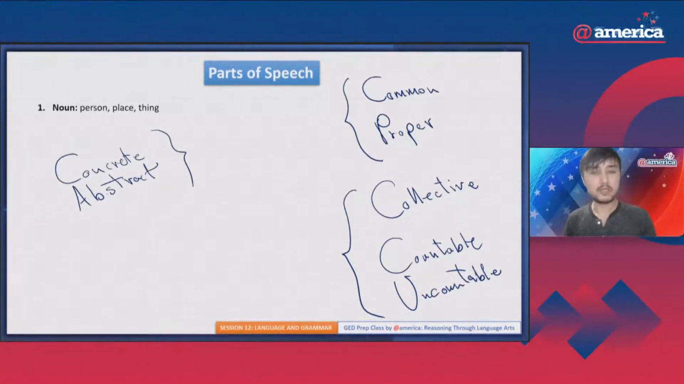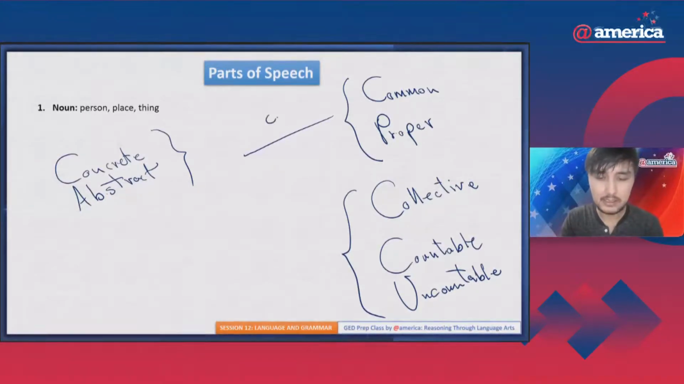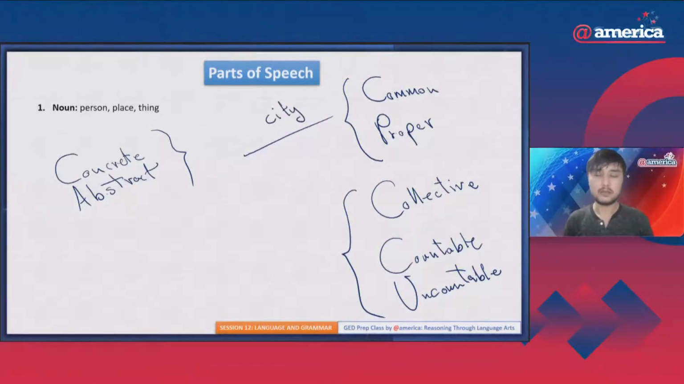So we said that noun is the name of a place, person, or thing, or people, places, things. So a common noun is a noun that is so common that it can be used for a group of things. For instance, you have city. City is not a particular noun, it's non-specific. It doesn't really matter which city we're talking about. We can call all of them city.